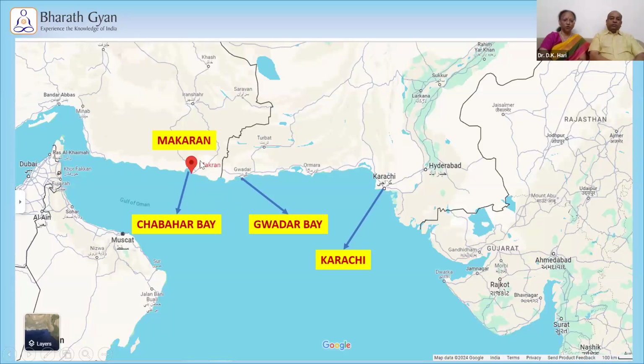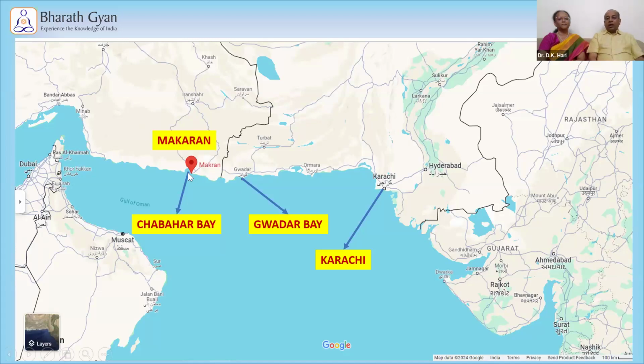And this Makaran coast is coming back into focus in recent times because of the Chabahar Bay and the port there of Iran, which India has started to operate. And like that, you have the Gwadar Bay, Gwadar port here, which is in Pakistan and which is part of China's Belt and Road Initiative. So actually, Gwadar was offered to Bharat by Oman, which owned it. At the time of independence, Muscat across the sea owned that port. They offered it to Bharat. Unfortunately, after independence, we did not buy it from them. So it went to Pakistan.